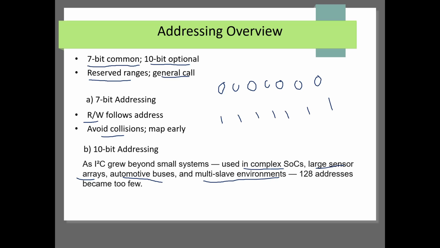The address space of 128 becomes too few. That is 2 to the power 7, which means 128, right? So 128 is too few for large complex designs or SoCs, because 2 to the power 10 means 1024. Up to 1024 addresses can be sent.